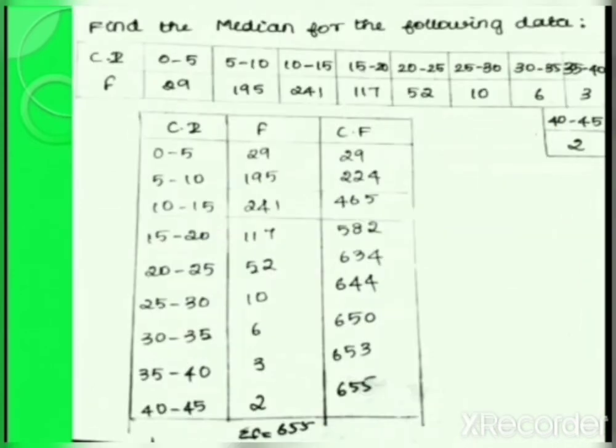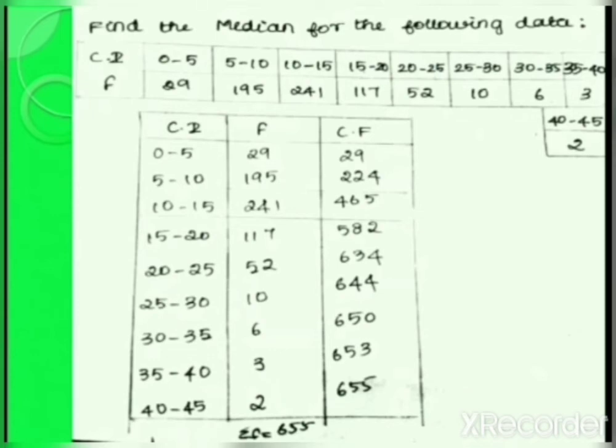Next example is for continuous data. Find the median for the following data. Here the class intervals and frequencies are given below. We have to construct a table: first the class interval, then the frequency, and then the cumulative frequency. I already told you how to find cumulative frequency.